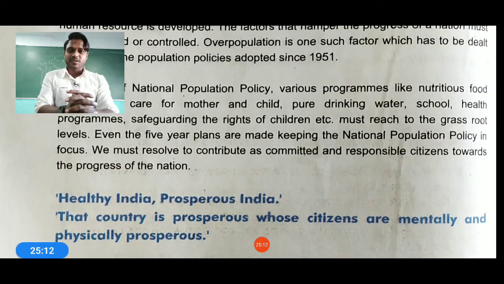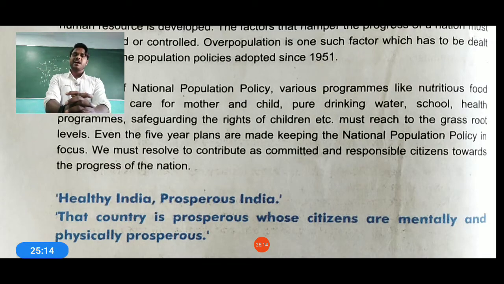The last but not the least line says: healthy India, prosperous India. The country is prosperous whose citizens are mentally and physically healthy and prosperous.